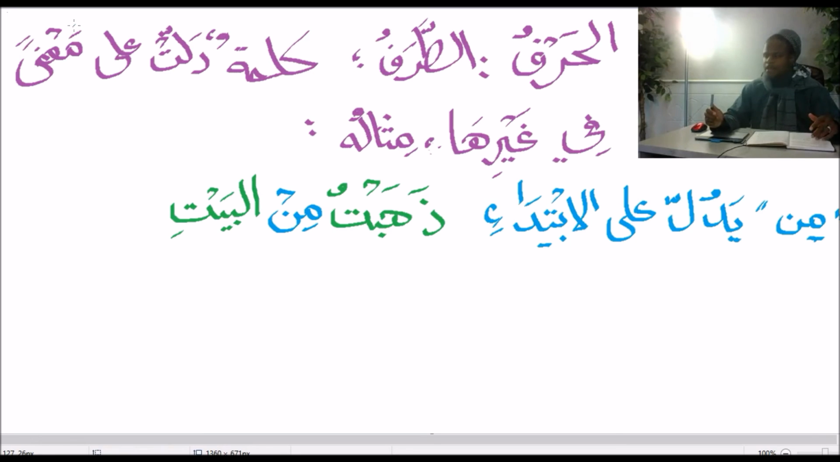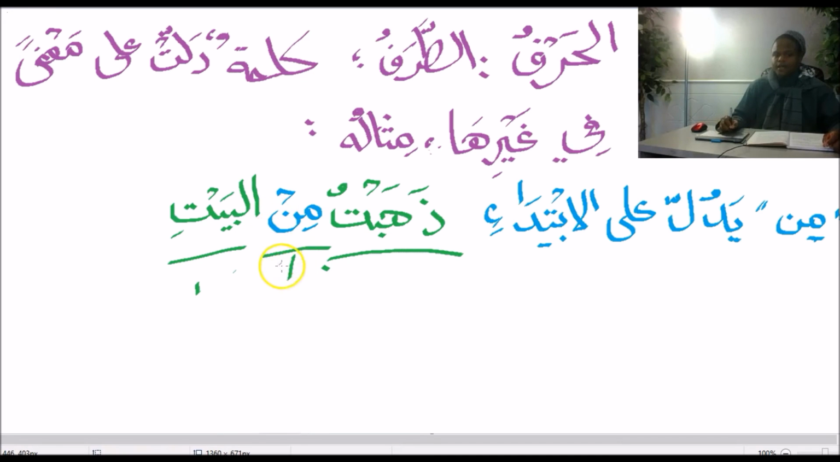An example of that is min, which means from. Min, which means from. يدل على الابتداء. It indicates a starting point. For example, you say ذهبت من البيت, I left from the house. So min here indicates al-ibtida. Here is min. It indicates what? Al-ibtida, that this is your starting point.